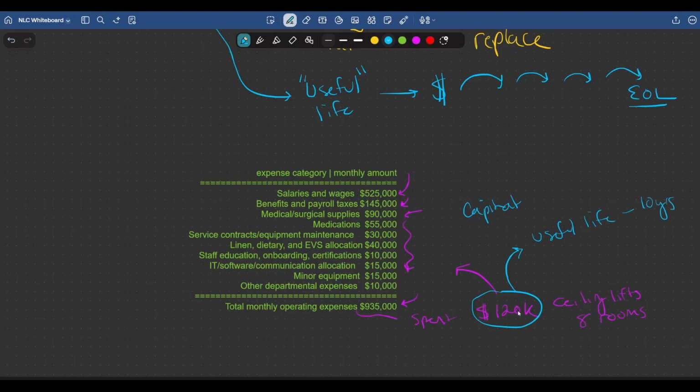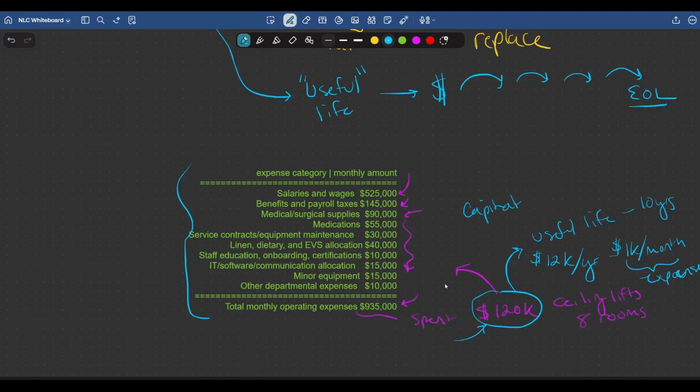So then they're going to take that 120K and spread it out over those 10 years. So let's say 12K per year, or 1K per month. And that is going to be the expense that is calculated. It's not going to be listed in the operating expenses because we're not buying lifts every month. That's not part of how we run the unit. But we do have to account for the fact that we spent the money and that value is going to go down over time. It also helps us plan for eventually replacing it when we need to.